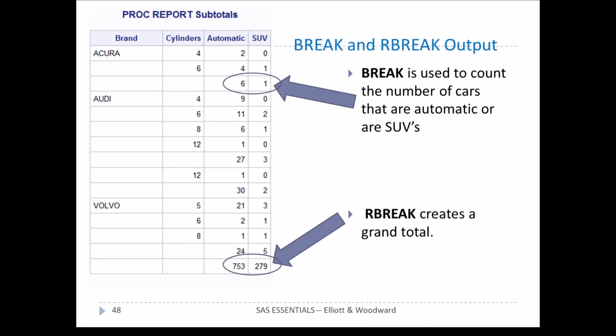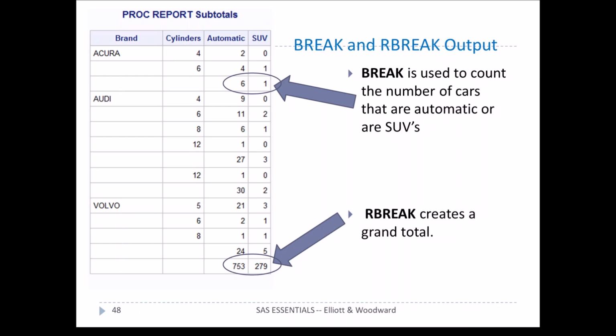All right, so here we have the BREAK and RBREAK, and how that works. Here we have Acura. Acura has two types, a 4-cylinder and a 6-cylinder, with automatic 2 and 4, and then SUV 0 and 1. The BREAK is used to count the number of cars that are automatic or SUVs. So there are 6 automatics and 1 SUV for Acura, and so forth. Again, 27 automatics and 3 SUVs. And then down at the bottom, RBREAK.